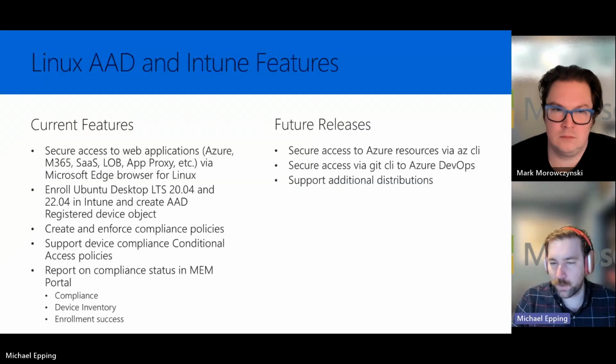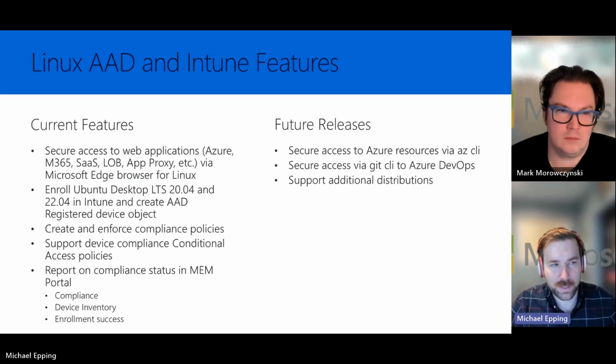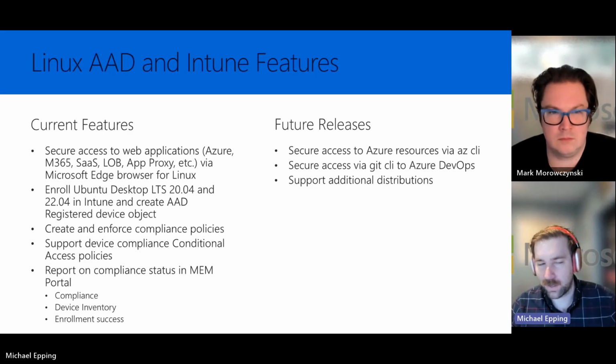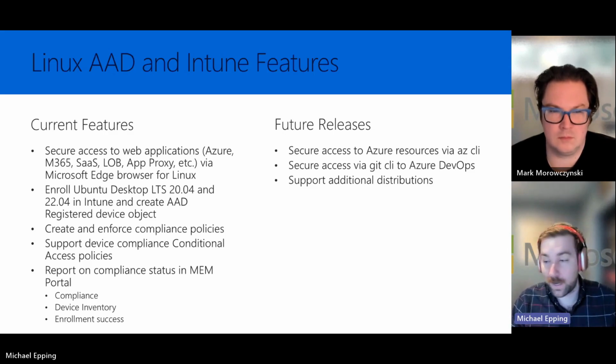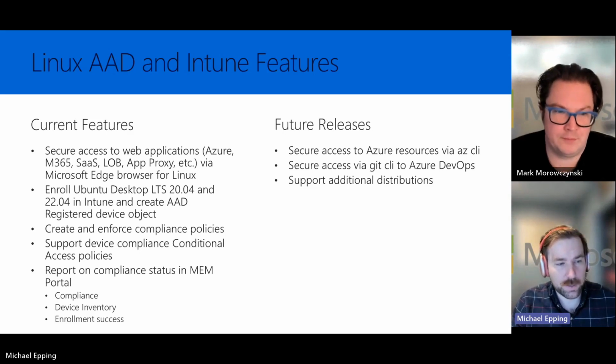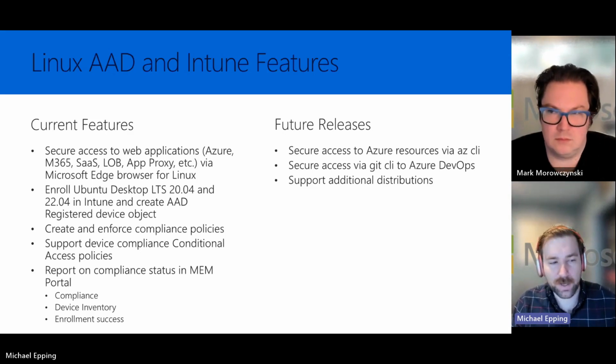There's a couple features that we support today, and then some things we're working on for the future. Today, the main scenario that we're enabling is secure access to web applications from your Linux clients using Microsoft Edge on Linux. I'll show you why Edge is a requirement in a little bit. We support Ubuntu Desktop LTS 20.04 and 22.04, and we also support compliance policies. We don't support configuration policies like we do for other OSs. We've started with just compliance support because it's really critical for enabling Linux productivity. We also do some basic device inventory and some reporting, so you can see things like enrollment success and enrollment failures.